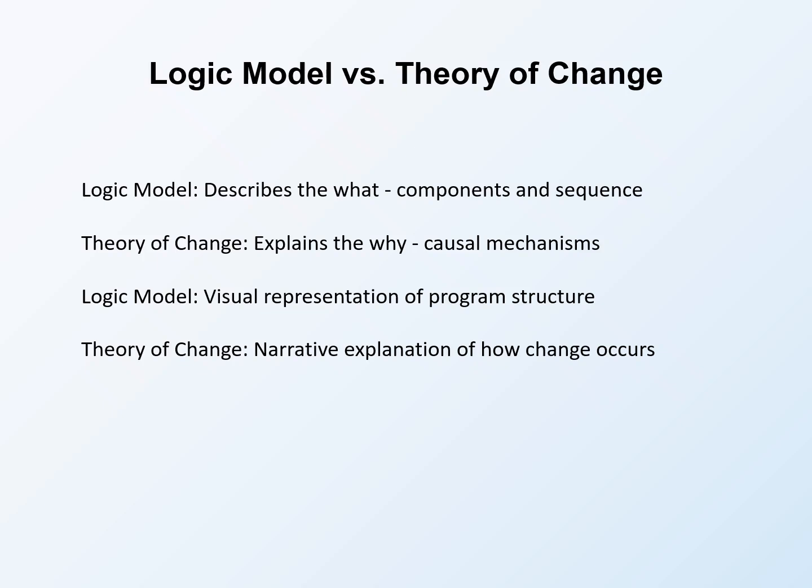Logic models provide visual representation of program structure in a standardized format. They show boxes and arrows depicting flow from inputs through activities and outputs to outcomes. The emphasis is on clear visual communication that allows readers to quickly understand your program design. Theory of change provides narrative explanation of how change actually occurs in the real world. It tells the story of why your program works and what happens in participants' lives that produces improvement. The emphasis is on explanatory power and plausibility of your causal claims.